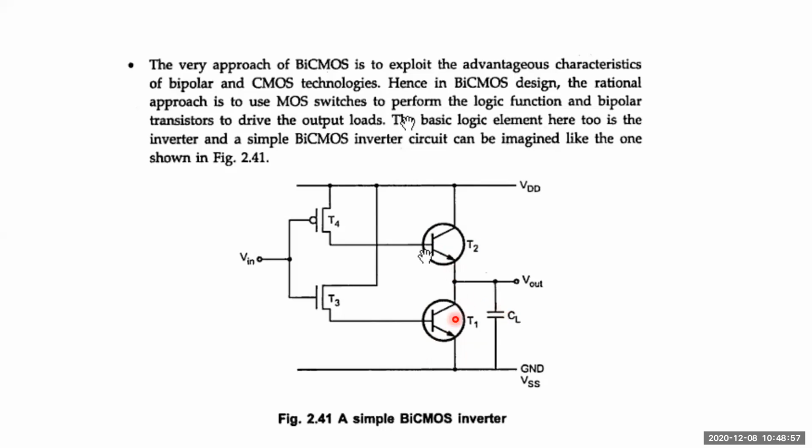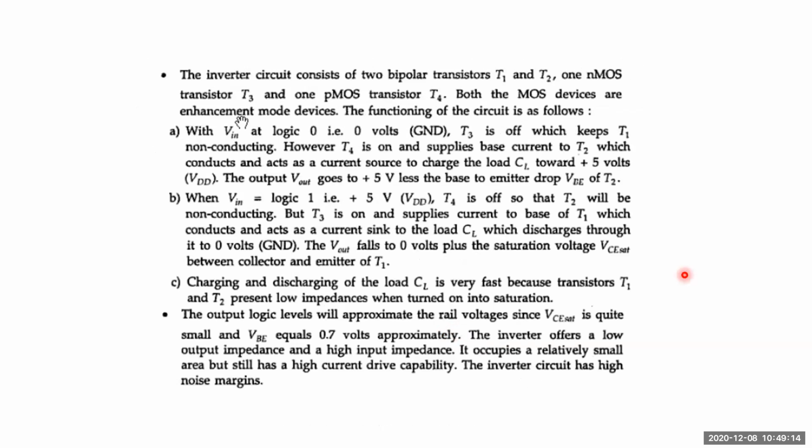In this case, whenever the input is equal to logic 1, T1 is turned on because of the base current supplied from T3. And if it is turned on, then definitely what happens? The sinking of the current takes place. So that's why we call T1 a current sink transistor. These are the working conditions of a CMOS inverter.